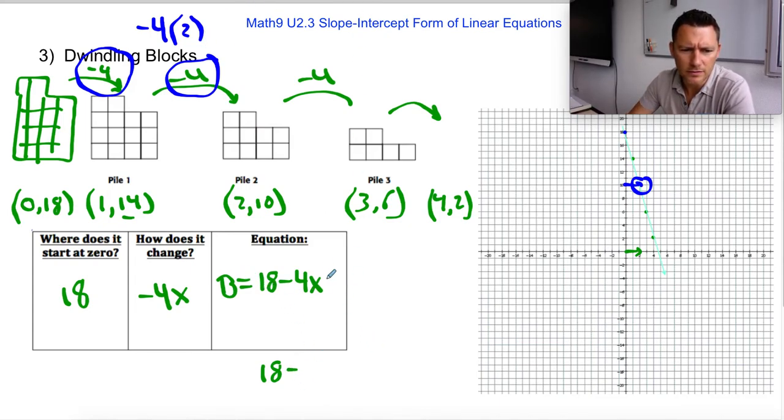So 18 minus 4 every x. And if you wanted to switch that around so it looks like a real equation, it's -4x because the negative is stuck to the 4, and the 18, what's in front of the 18? Nothing, which means it's positive. So that's our equation.